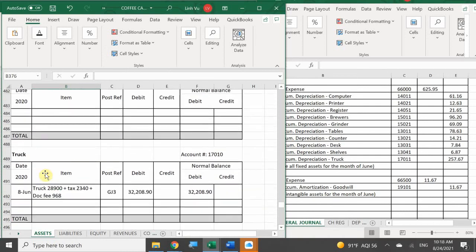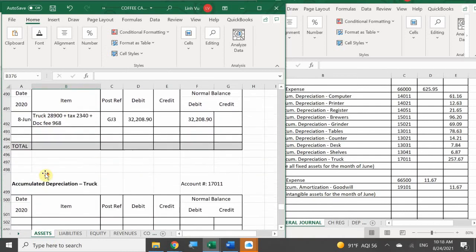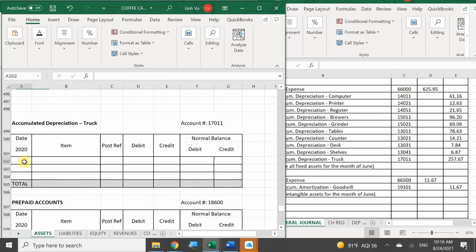Okay, last on our list is going to be the truck. Here we are, accumulated depreciation for the truck. An adjustment entry. If you want to, you could say 1,200 miles for the month of June. General Journal 23. And we depreciated it for $257.67.